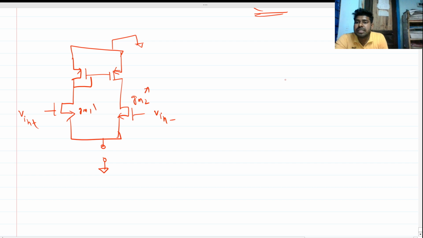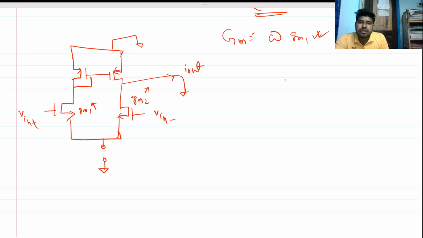So we have only gm1, and we have to find the overall gm in terms of gm1. This is our aim. Now this will be our short circuit to ground, I out, and we have to find the small signal current and divide it by V in plus minus V in minus. This is our overall gm.